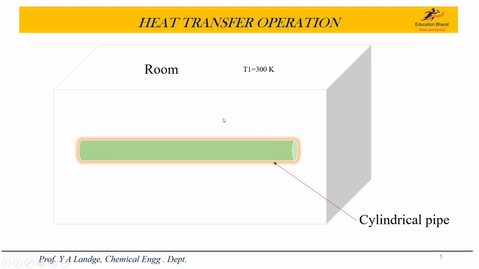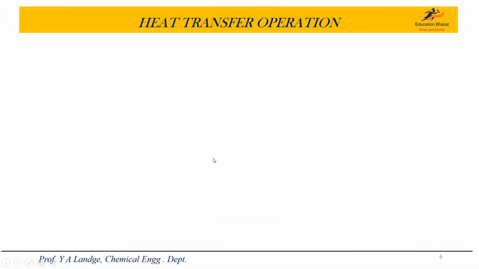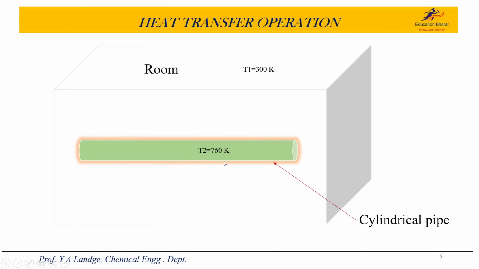T1 is the temperature of the surrounding, meaning the room, and T2 is the temperature of the pipe, which is 673. This is the first condition. From this, the radiation takes place through the pipe to the surrounding. So the heat loss is by thermal radiation from the pipe to the surrounding. Now this is the first case.